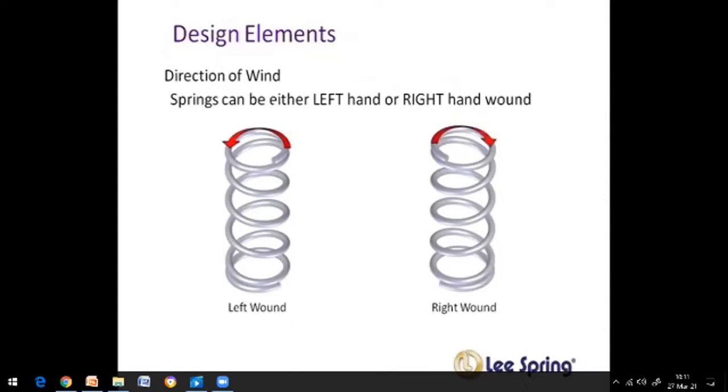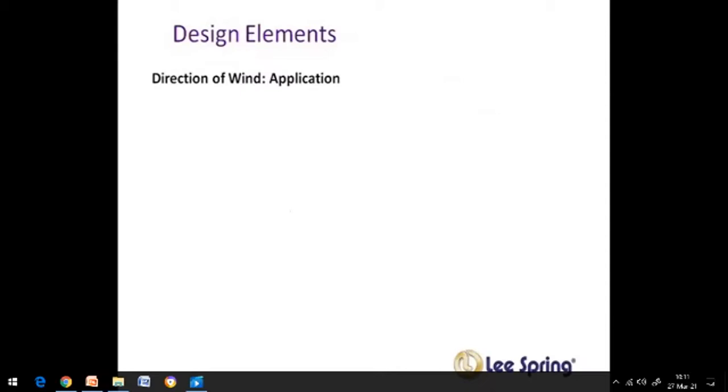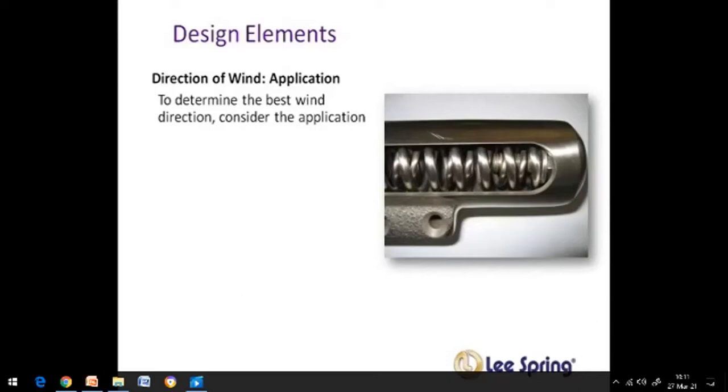Direction of spring wind can be important depending on how the spring is used. To determine the best wind direction, consider the application. For example, coil wind is important when you have one spring working inside of another. To keep the springs from binding against one another, the wind of the inner spring and the outer spring should be in opposite directions.